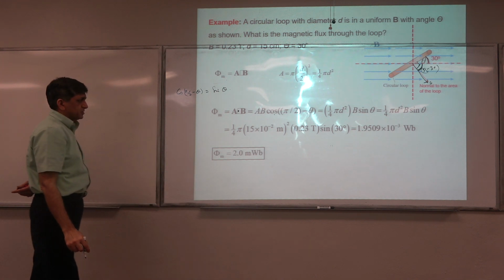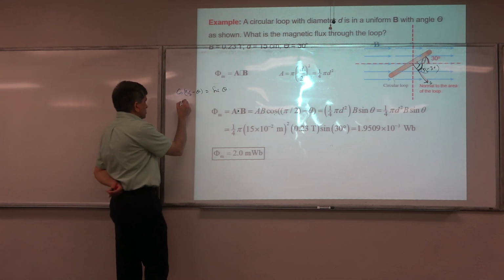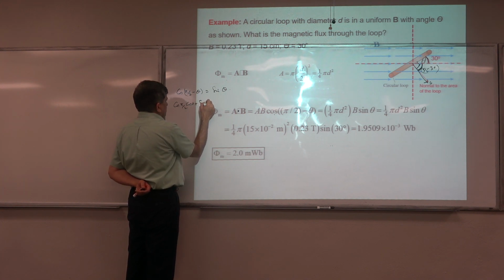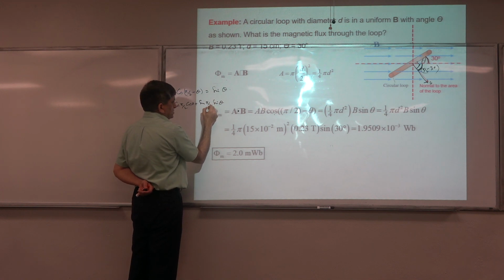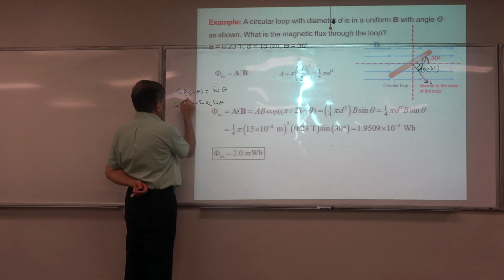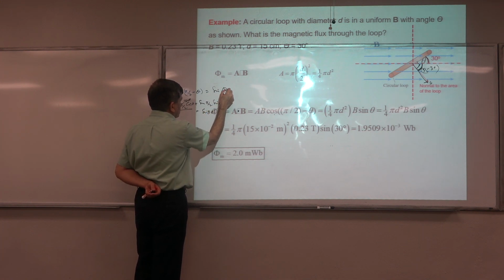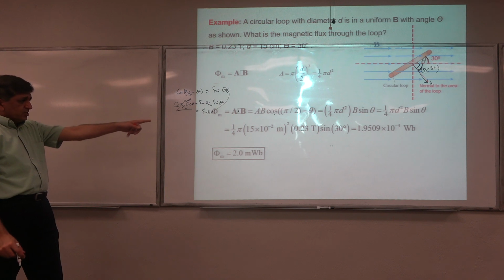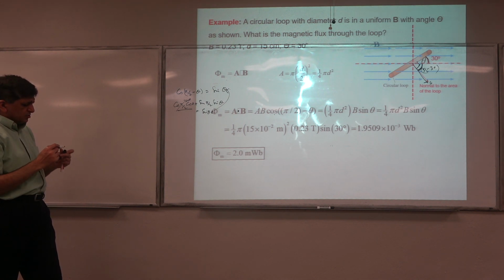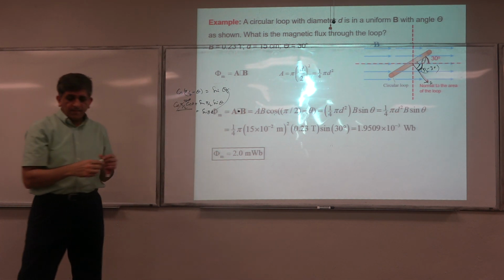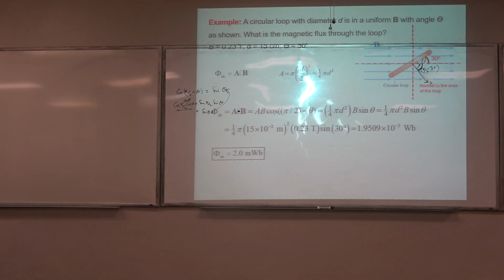That's a trigonometric identity, which is basically cosine pi by 2 cosine theta plus sine pi by 2 sine theta. Cosine pi by 2 is 0, so this whole term is 0. Sine pi by 2 is 1, so this becomes sine theta. That's what you have. So you plug in those numbers and you get A dot B, and you get the flux.